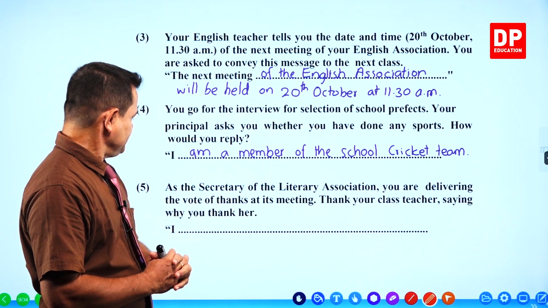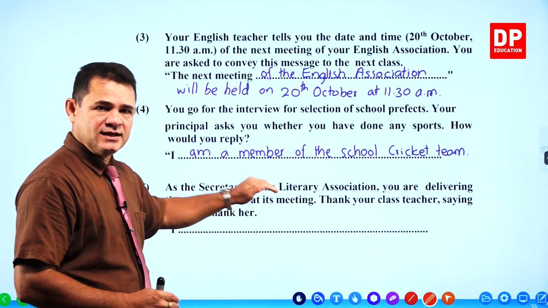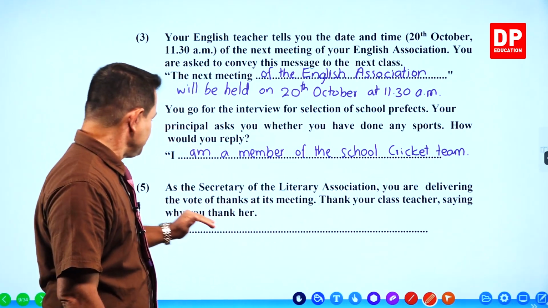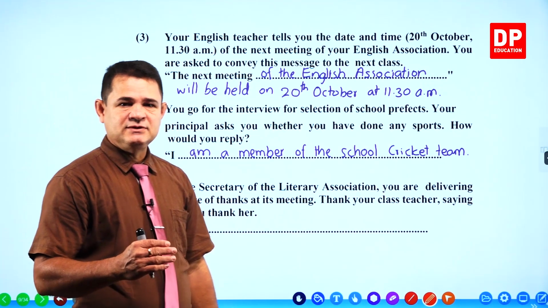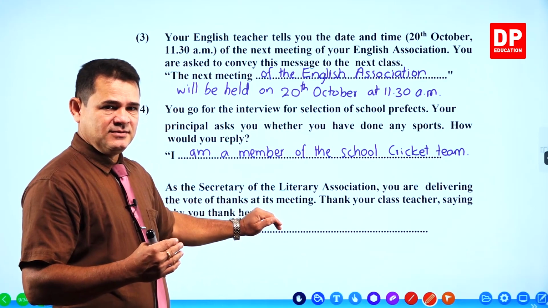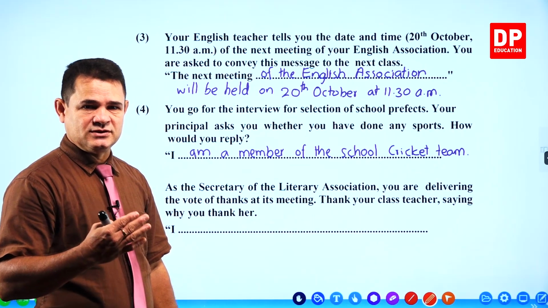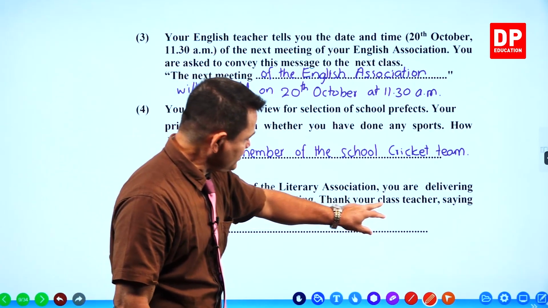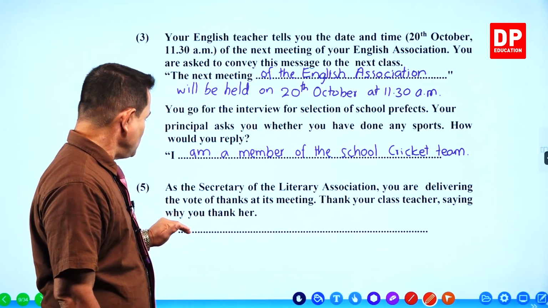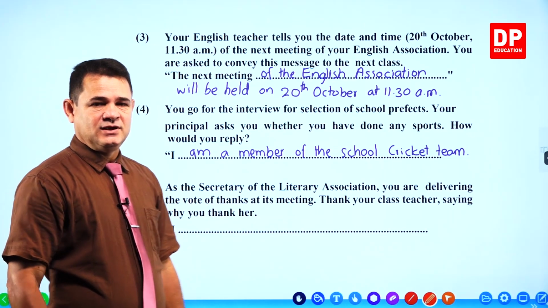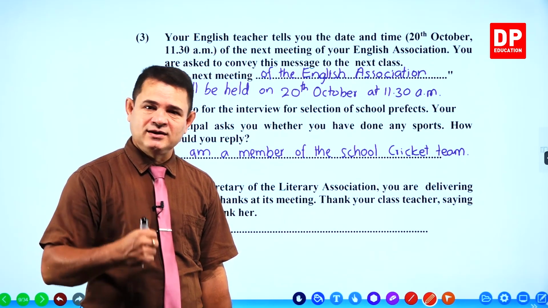The next one. As the secretary of the literary association, මේ association එකේ ලේකම් වශයෙන් you are delivering the vote of thanks at its meeting. Vote of thanks means ස්තුති කතාව. ඒ රැස්වීමේදී ඔබ ස්තුති deliver means you deliver, you give the speech. කතාව පවත්වනවා. ස්තුති කතාව ඔබ පවත්වනවා. Thank your class teacher. ඔබේ class teacher ස්තුති කරන්න saying why you thank her. You have to thank and tell why do you thank her. ඇයි ඔයාට ස්තුති කරන්න හේතුවක් කියන්න ඕනේ.